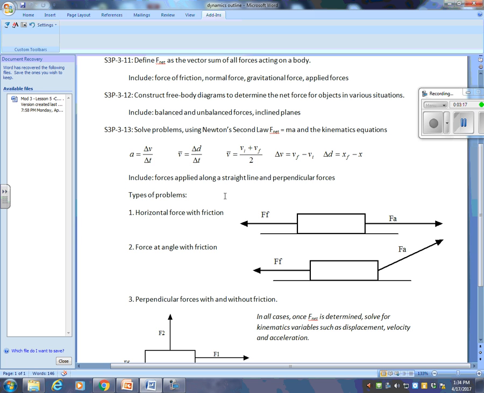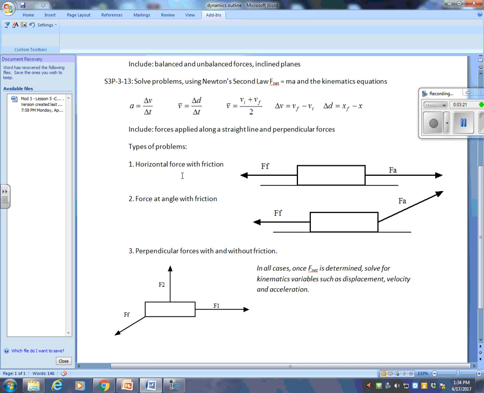There are basically 3 types of problems that I'm going to teach you. There will be horizontal force with friction. Okay, there's problem type 1. Horizontal forces. Horizontal means sideways, right? There will be ones like that, but this time the force is at an angle, like so. And there will be perpendicular forces both with and without friction. I call them top level or top down. You're looking sort of like bird's eye view from a drone, looking straight down.